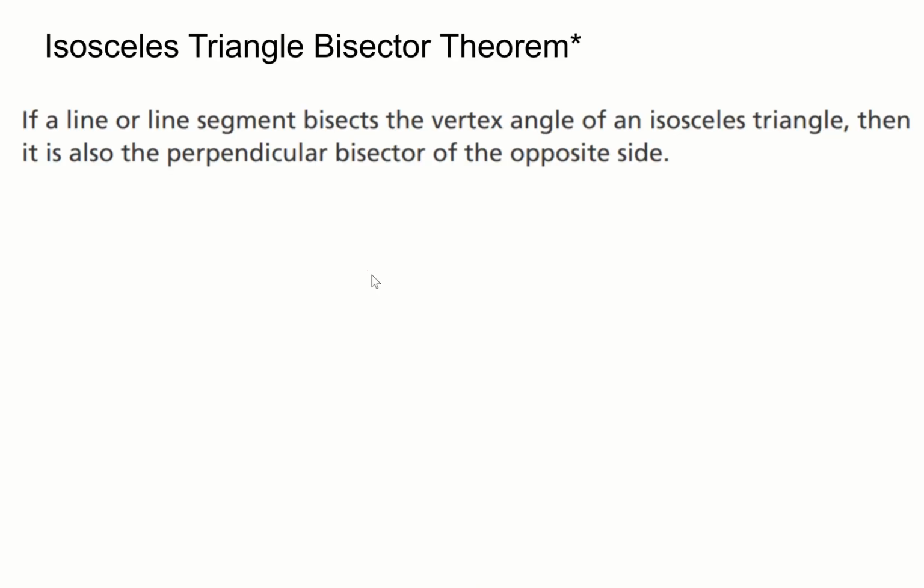All right, so now let's look at another theorem for isosceles triangles. This is not an official name by any means. This is just a name that I call it. So I call it the isosceles triangle bisector theorem. So if a line or a line segment bisects the vertex angle of an isosceles triangle, then it is also the perpendicular bisector of the opposite side.